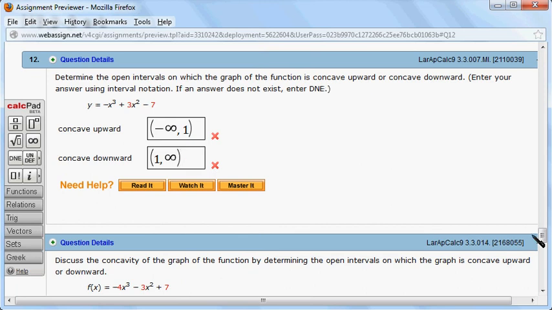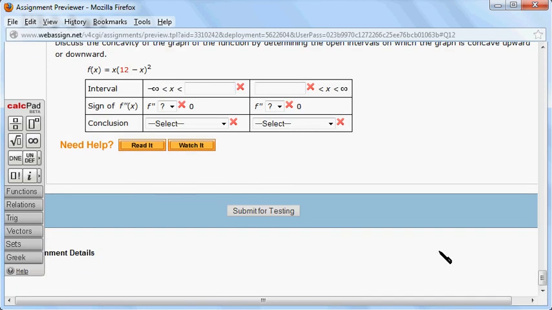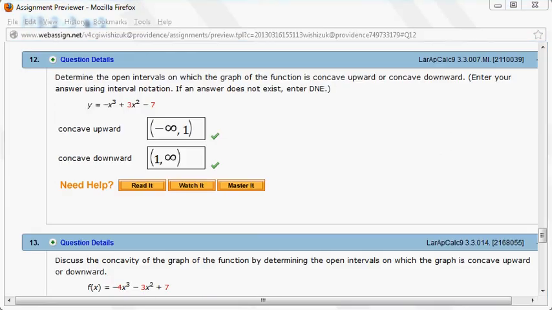So let's check our answers by hitting submit for testing. Okay, it came back, and it looks like we got them both correctly. All right, that's it. I hope that this was clear.